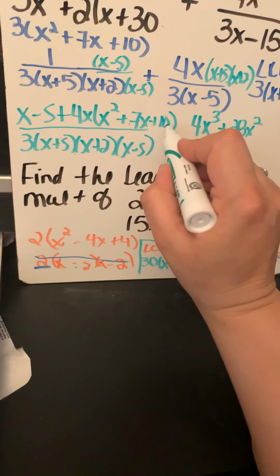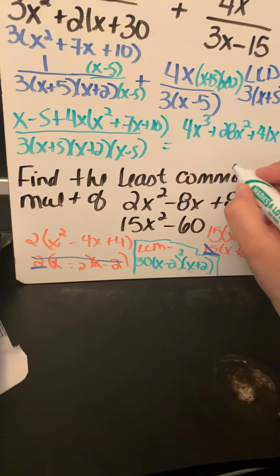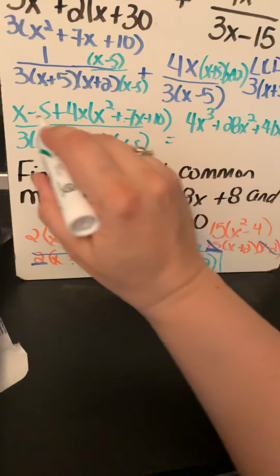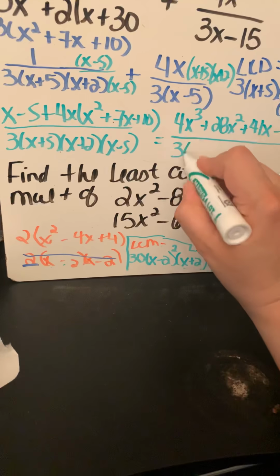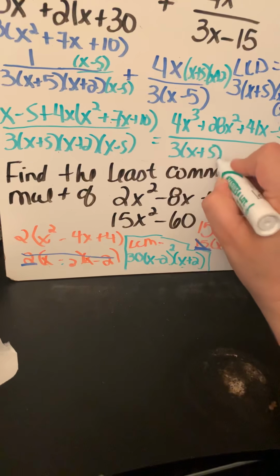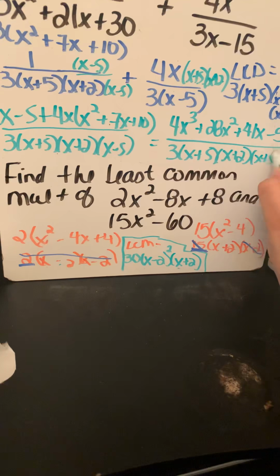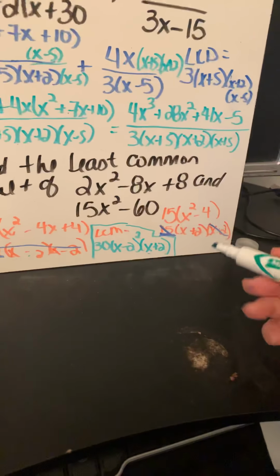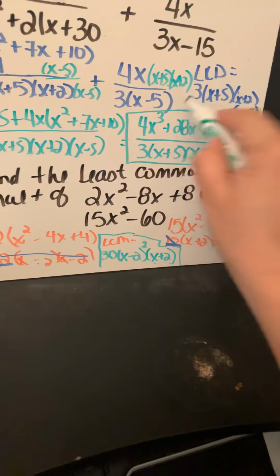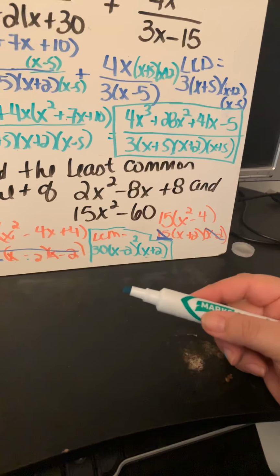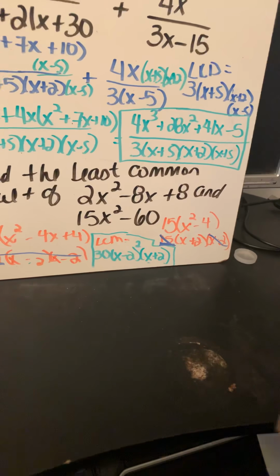A 40x and an x. It's 41x. And then a negative 5, all over the LCD, which I am not going to FOIL back through. Okay, not going to FOIL that back through. I'm going to leave it just like that. There's adding and subtracting rational numbers.